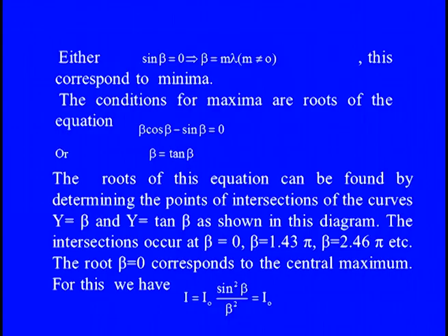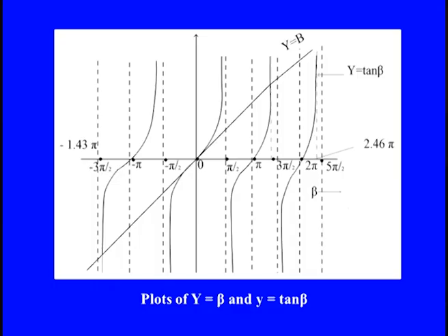So, here either sin beta is equal to 0, this gives beta is equal to m pi, where m is not equal to 0. This corresponds to minimum intensity. The condition for maxima are roots of the equation beta cos beta minus sin beta is equal to 0, or beta is equal to tan beta. The roots of this equation can be found by determining the position of intersections of the curves y is equal to beta and y is equal to tan beta as shown in this diagram.